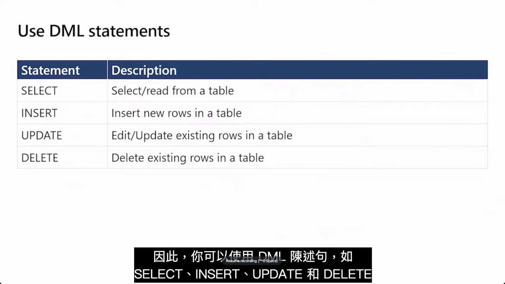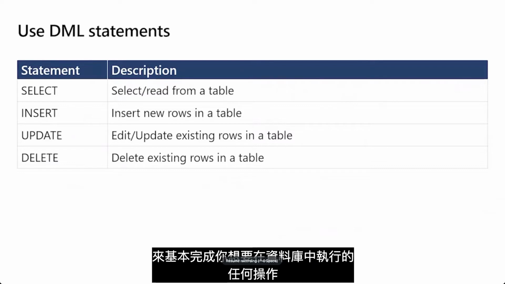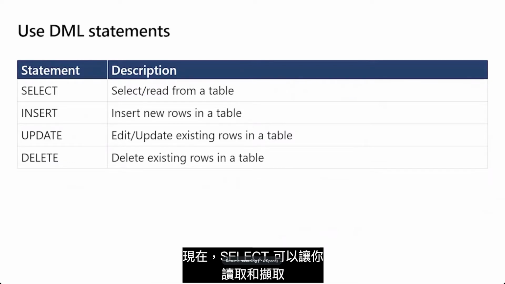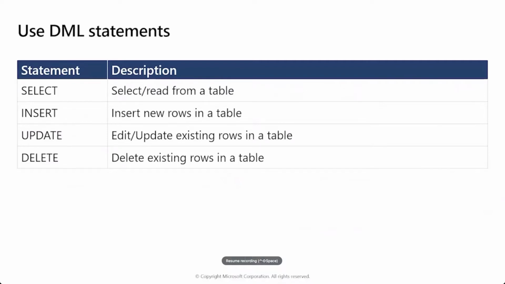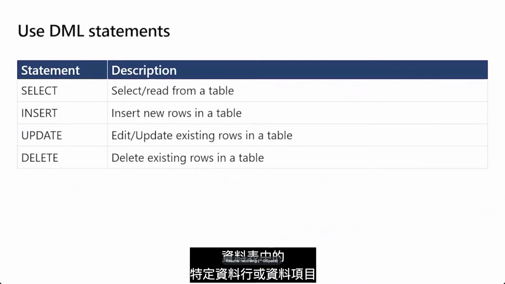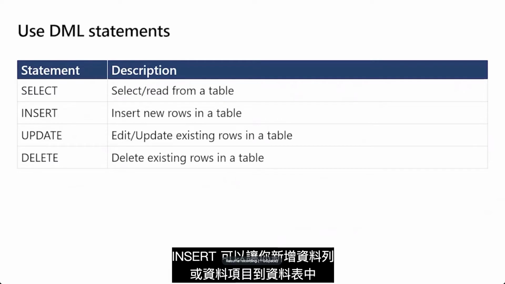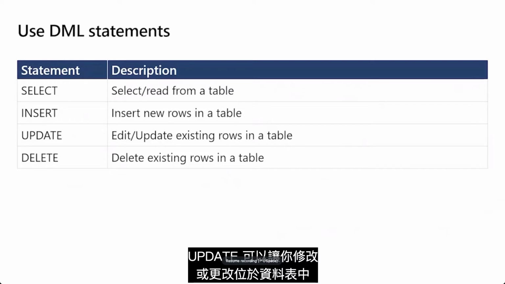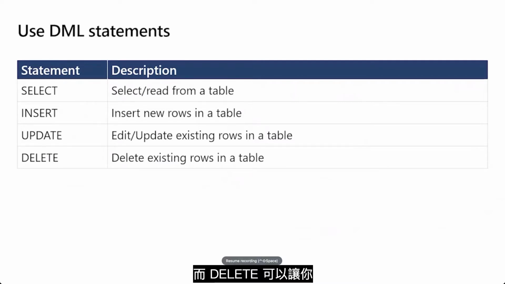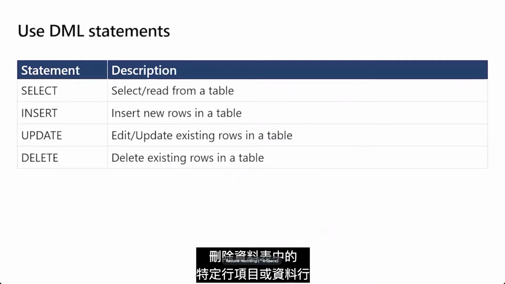So you can use DML statements like select, insert, update, delete to basically accomplish anything you want in the database. Now, select allows you to read and retrieve particular data rows or data items from a table. Insert allows you to add a data row or data items to a table. Update allows you to modify or change existing data in a data row or data item in the table. And delete allows you to remove a particular data row from a table.